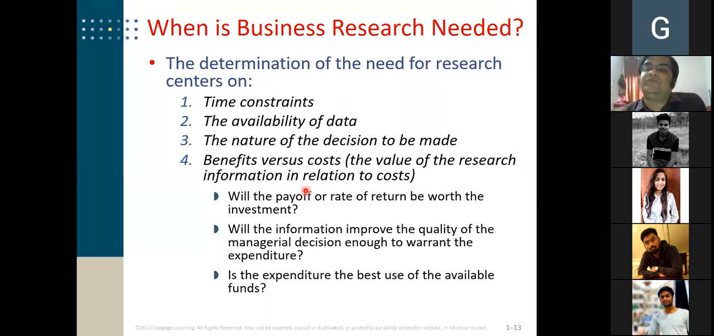I should be very, very clear. What am I going to decide? If the nature of the decision is not known, I cannot do a research, right? So number one, I require time. Number two, I require availability of data. Number three, I need to know the nature of the decision to be made. And number four, benefit versus cost, the value of the research information in relation to costs.